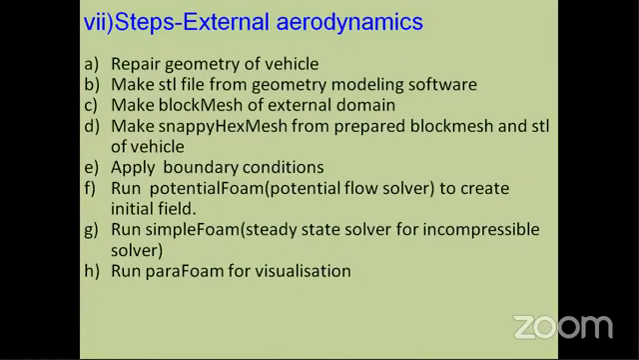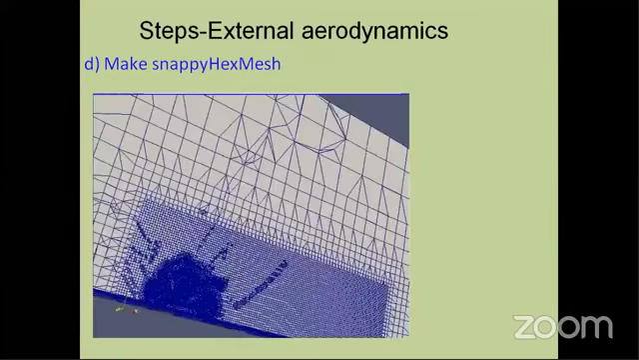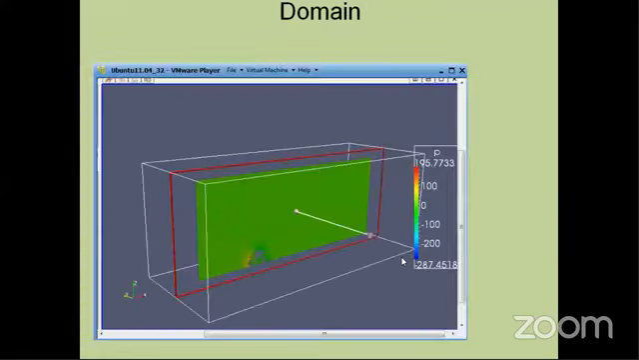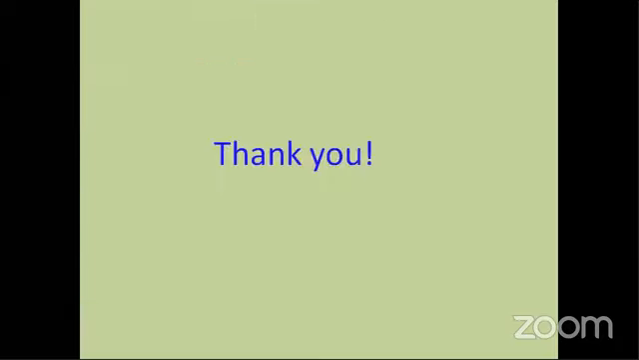These are the steps for external aerodynamics. I have just shown in the OpenFOAM software how it is done. To create the domain, give the boundaries at inlet, outlet, side symmetry and upper symmetry, then pressure outlet. The bike will again be a wall, and the lower wall is the road. So you can see here the pressure field, and we can see the vectors. So this was about vehicle aerodynamics.